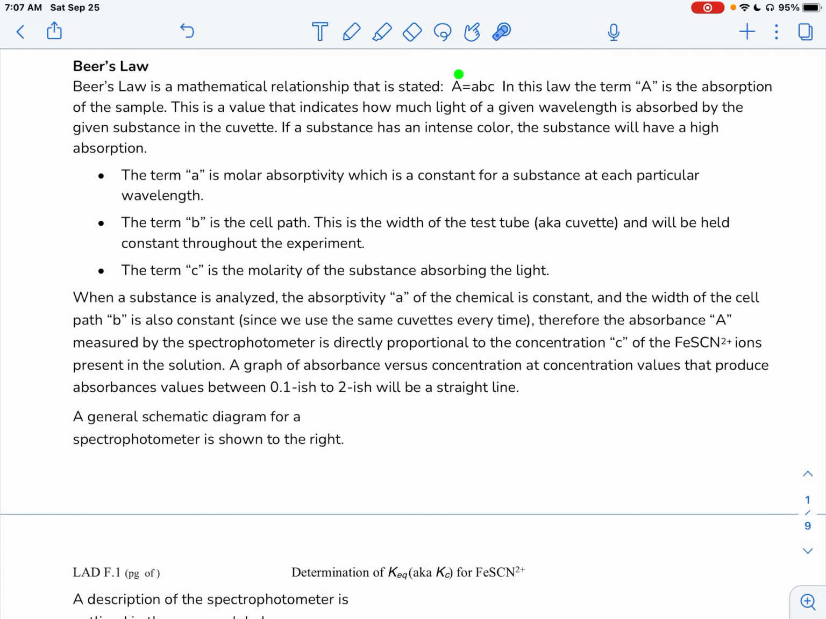The capital A is absorption, which we're going to use a spectrophotometer to measure. The small a is a constant for a substance at each particular wavelength, so we can figure out what that is as we go through. B is going to be the cell path, so it's like the width of the cuvette that we're going to use. So we'll measure that, but it's going to be 0.75. And then C is the concentration, so it will be the molarity.